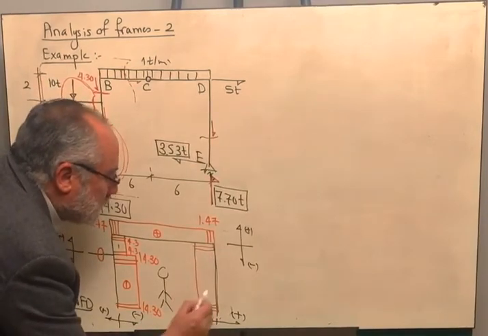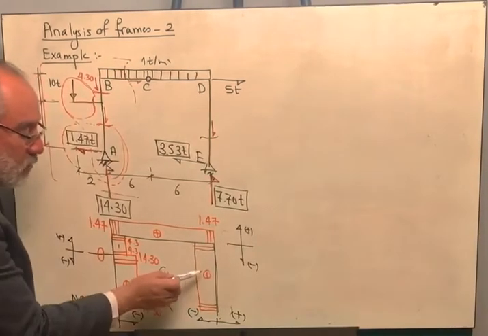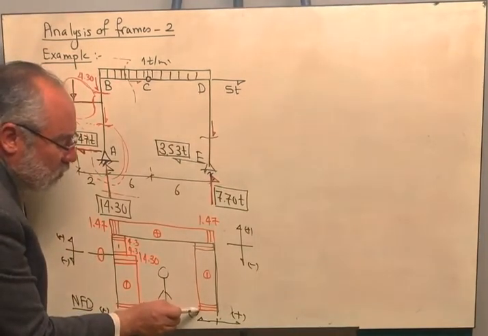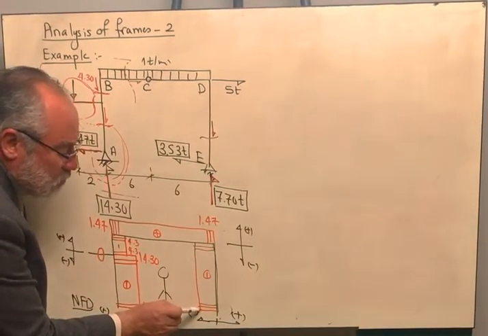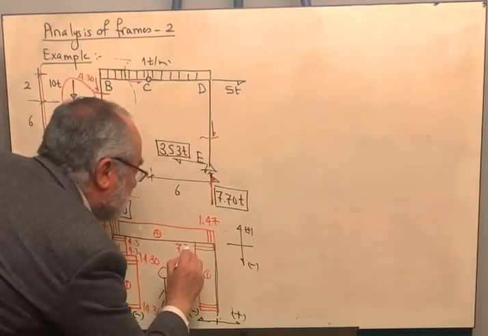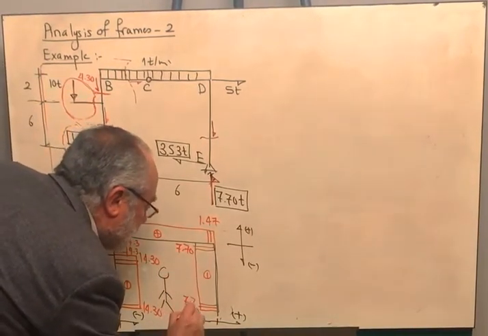This is compression here. Notice I will have to get the sign. And I have to write the magnitude of the normal force in the beginning and in the end. So this is 7.7 and this is 7.7.